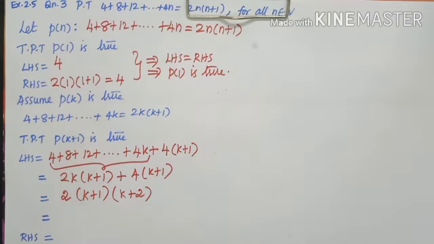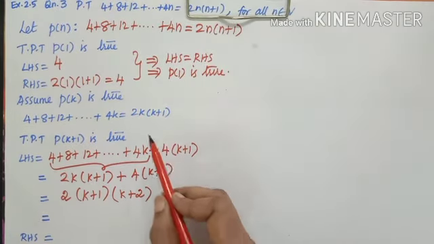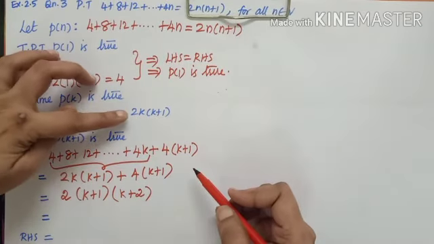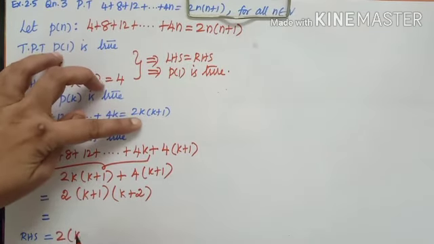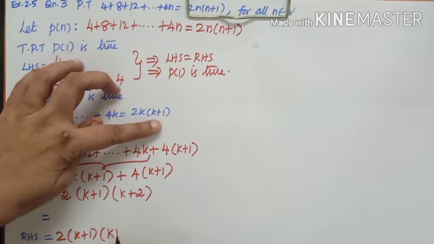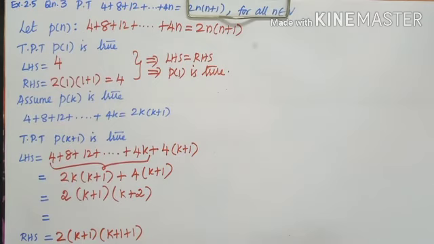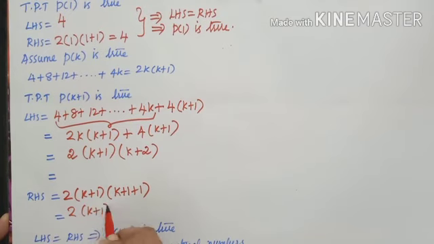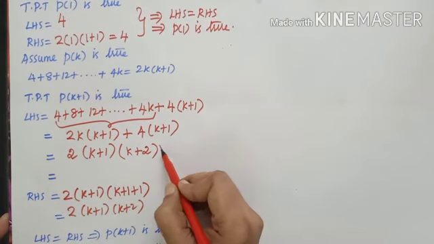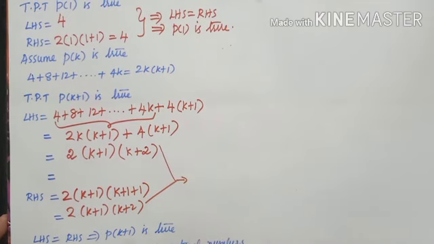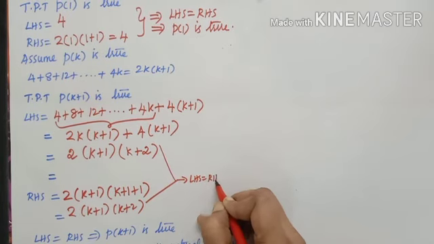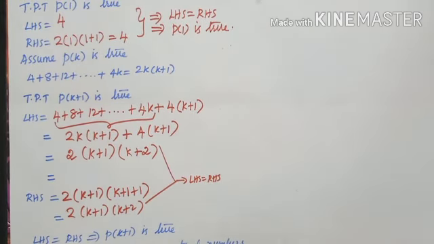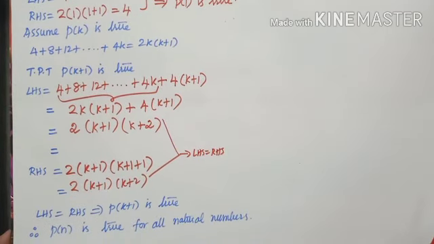What is RHS? Wherever n is coming or wherever k is coming, put k plus 1. So from this step, 2, k will become k plus 1, k plus 1 will become k plus 1 plus 1. Or I will simplify this answer as 2 into k plus 1 into k plus 2. From these two, we are able to show LHS equal to RHS. So, take and write LHS equal to RHS implies P of k plus 1 is true and therefore P of n is true for all natural numbers.